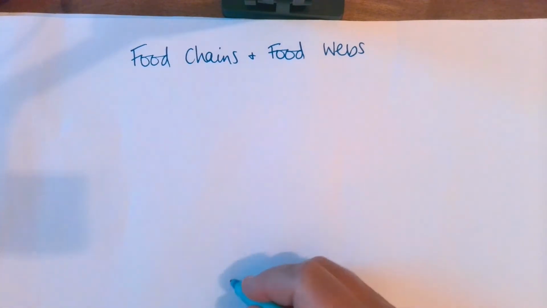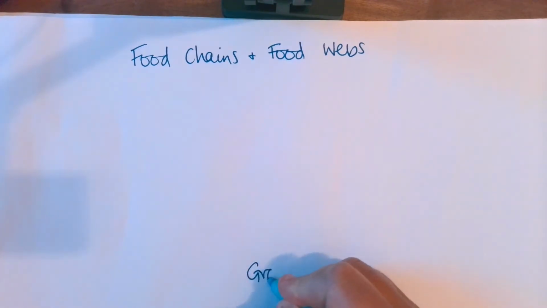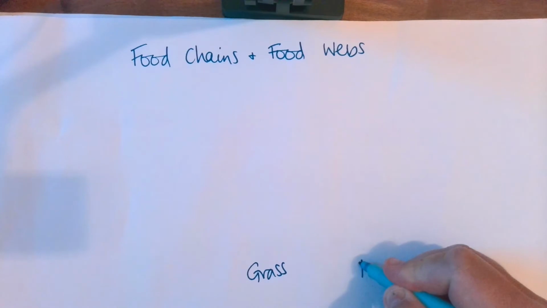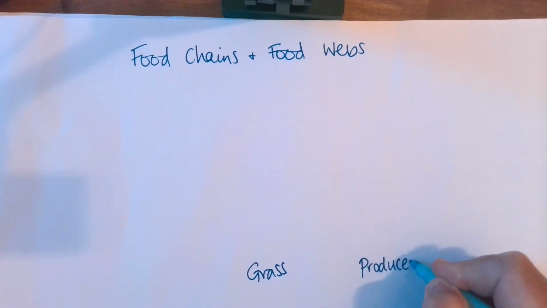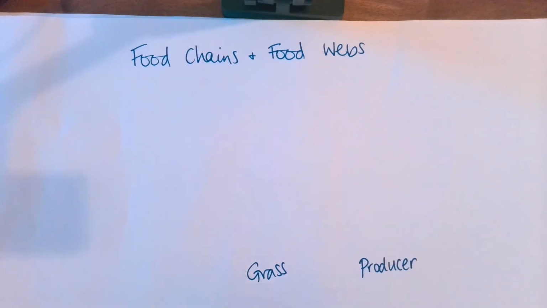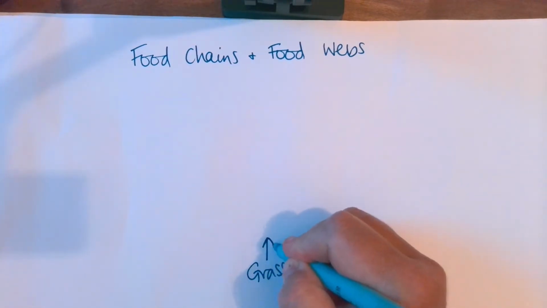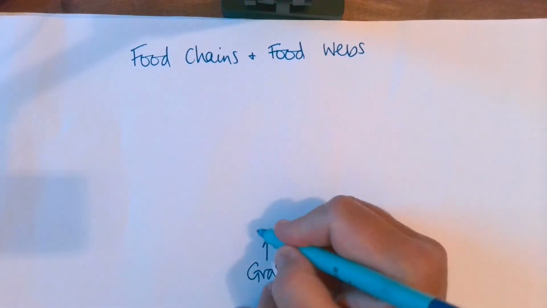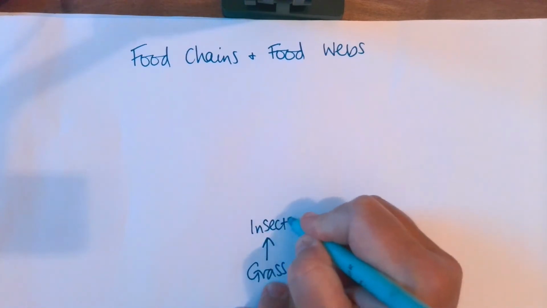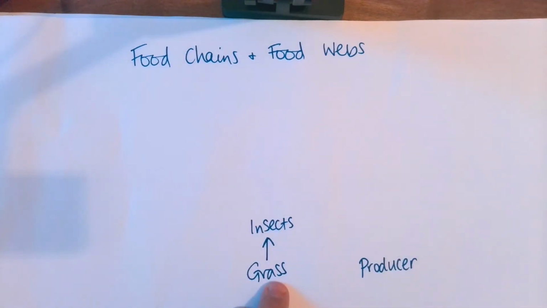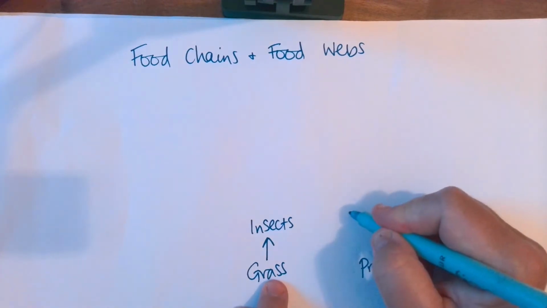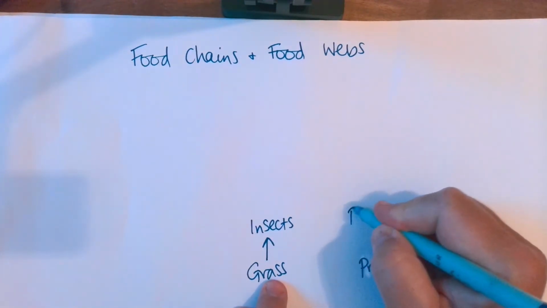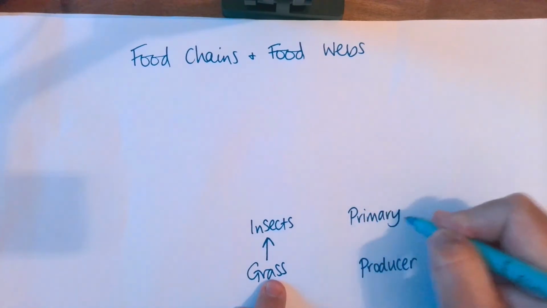Okay, so let's start. We start off with our producer. Our producer in a woodland is going to be grass. So our grass is a producer, so I'm going to write it just here. This is our producer in our food chain. Now we do an arrow upwards like this, and I'll explain why in a second. What eats grass is insects. So our insects are going to be eating the grass in the woodland, and we call our insects the primary consumer.